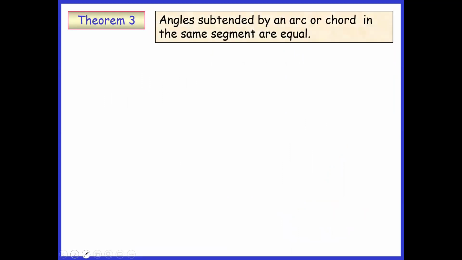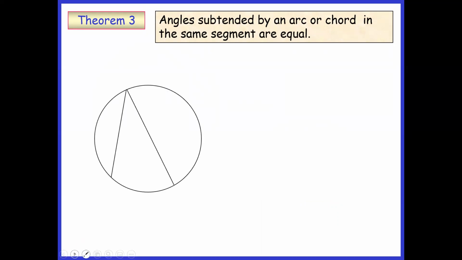Going on to another theorem you've studied. Angles subtended by an arc or chord in the same segment are equal. Now that's the entire statement. You know this as angles in the same segment. And if we quickly look at that, it looks like a bow tie. Some people see it as a butterfly.